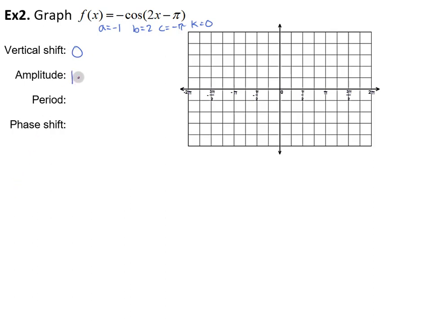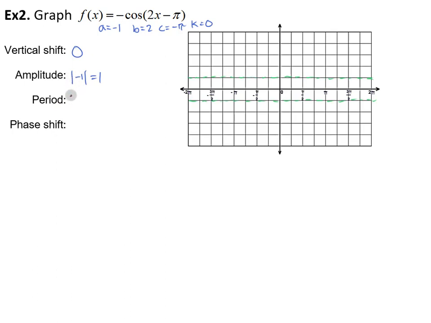Our amplitude, the absolute value of a, is 1 unit. So just like before, we're going to go up and down 1 unit to give ourselves a maximum and minimum value to stay between. Okay, so we've got those marked in. Next, we need to find our period.